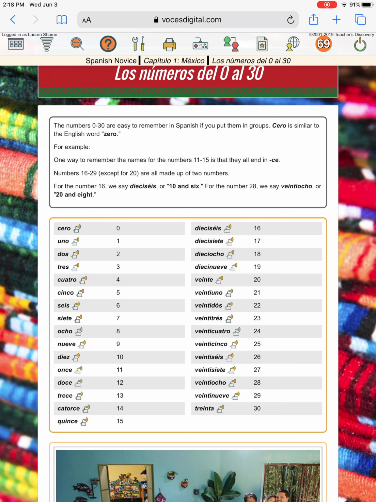So one of my favorite things about Voces is that it has these audio things next to the word. So if you'll click on the audio, Cero, it will say the word for you. So if you're ever in doubt about the pronunciation, you have that resource there.